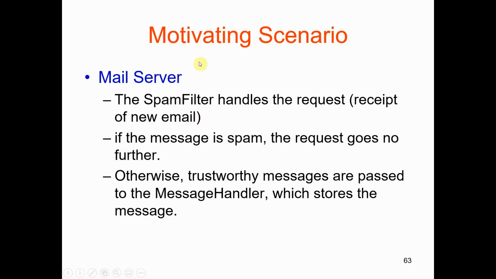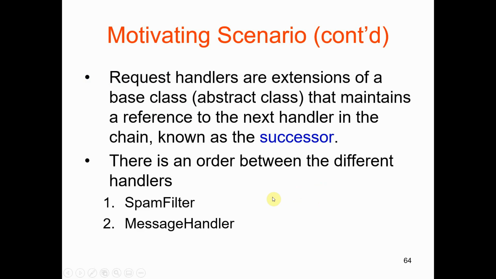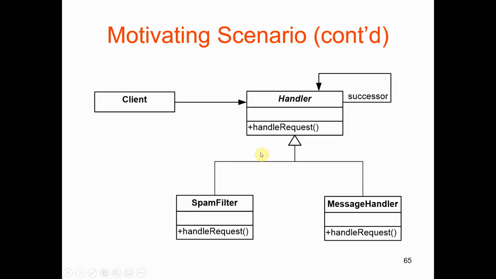First the spam filter handles it, and then if the spam filter passes it, it forwards the request to the message handler. So here we see that we have two handlers, the spam filter and the message handler. The client will just send a request to the chain, and of course before we do that, we need to first assemble the chain. So which one will answer the call first is key here.